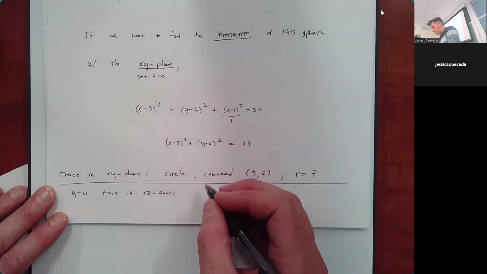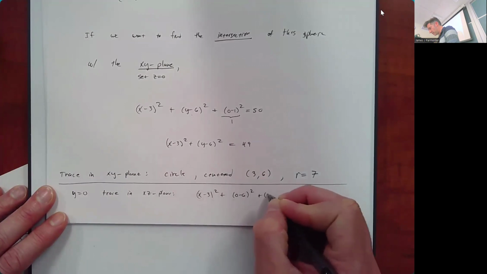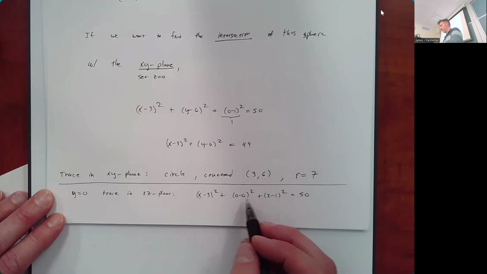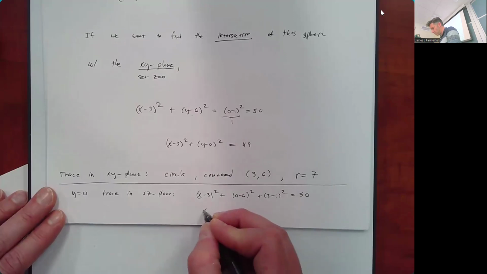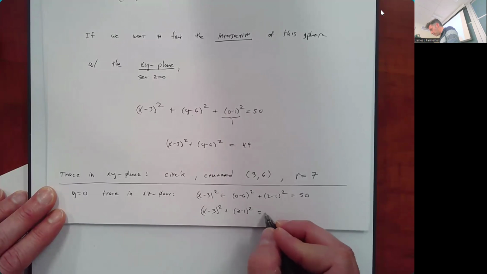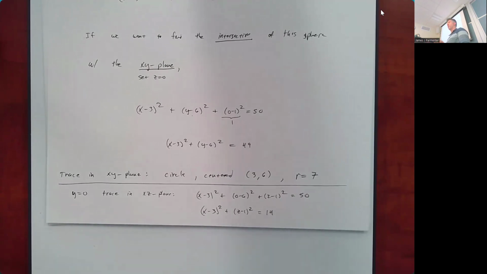Setting y equal to 0, I'm going to get (x minus 3) squared plus (0 minus 6) squared plus (z minus 1) squared equal to 50. 0 minus 6 squared is 36. 50 minus 36 is 14. Oh yeah, we're getting a circle with a much smaller radius. The radius is a little bit smaller than 4, which corresponds to the thing we saw in the graph, which is good. And this idea of finding the trace of your surface is what we use to help us actually draw a lot of surfaces.